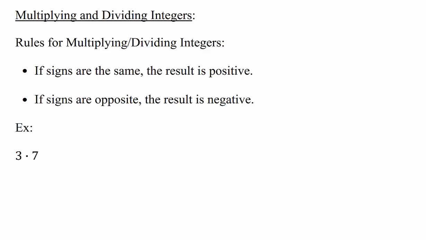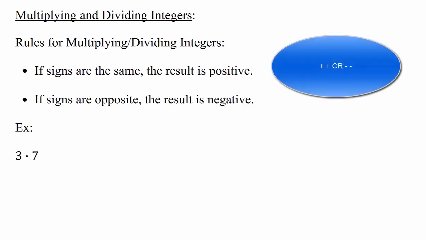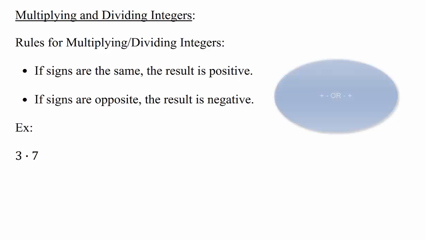In this lesson, we're going to look at multiplying and dividing integers. And if you keep this rule in your head, I think this will be an easy process for you. If the signs are the same of the two numbers that you are multiplying or dividing, that is, they are both positive or both negative, then your result will be positive.